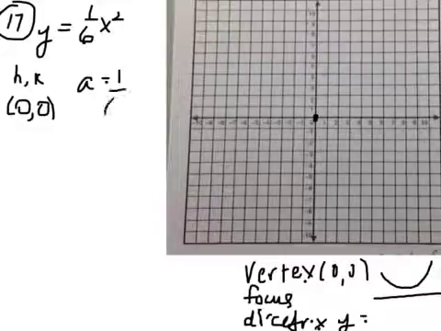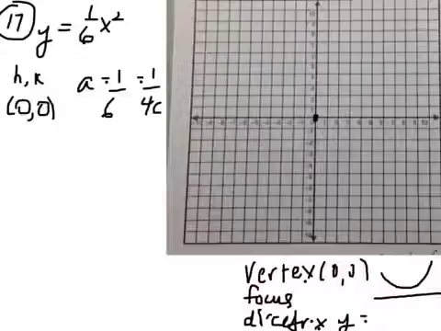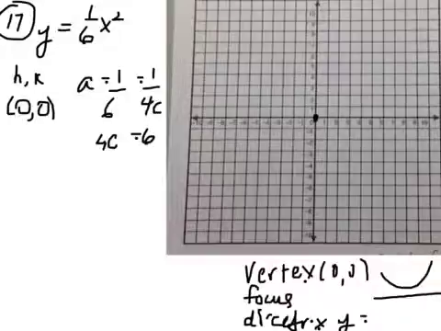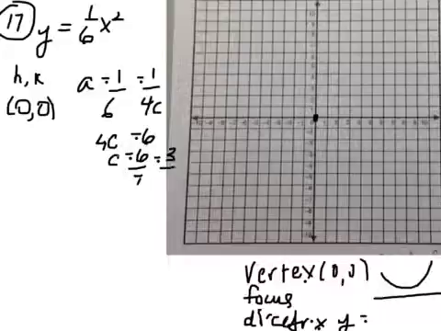And if you look at that box on page 414, a is equal to 1 over 4c. So if you cross multiply, you can solve for c. 1 times 4c is 4c, and 1 times 6 is 6. So c is equal to 6 over 4, which reduces to 3/2. So now I know that c is 3/2. How does that help me?